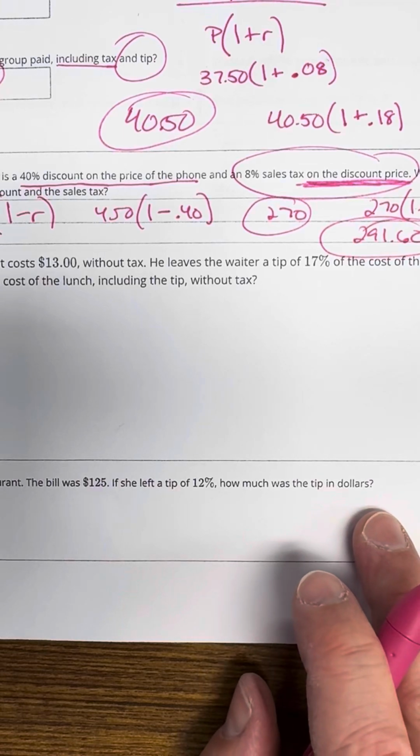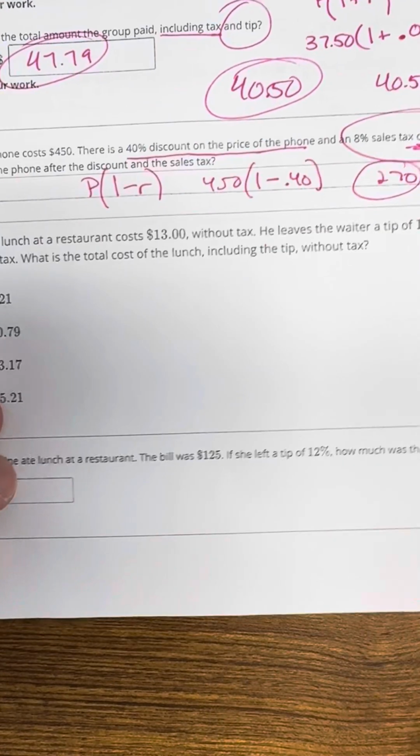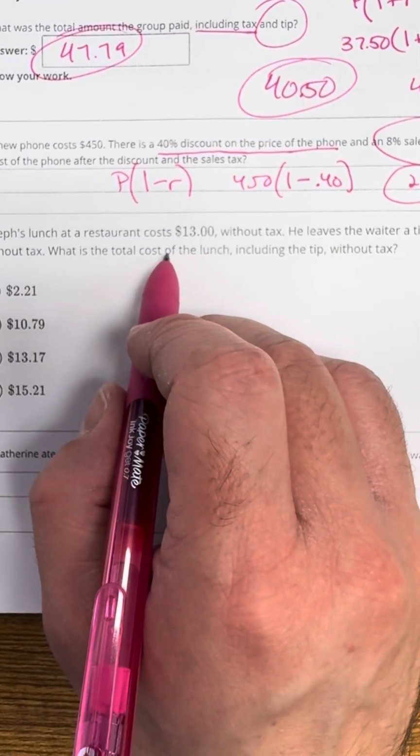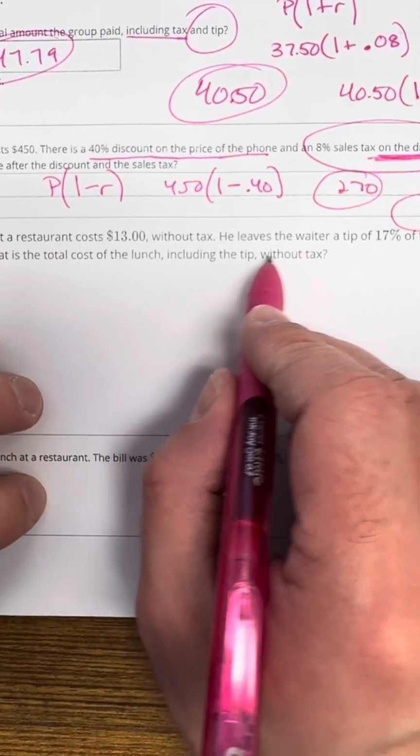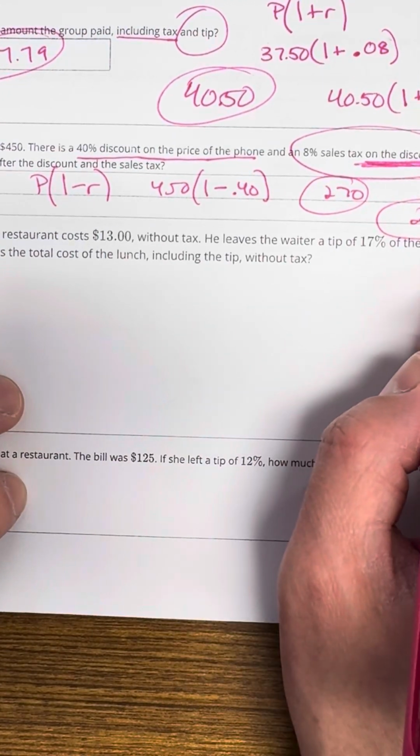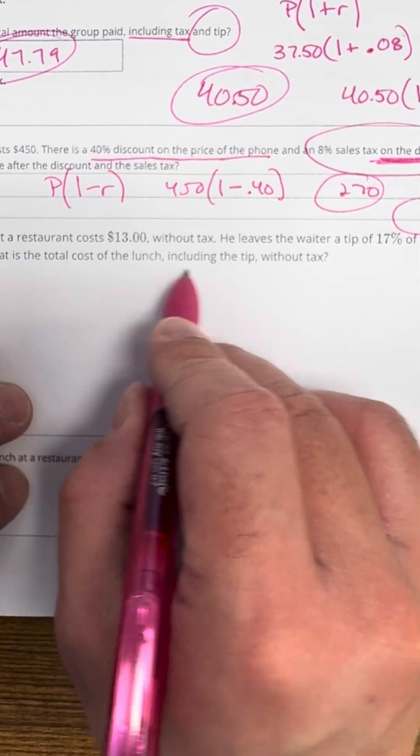Okay, I'm going to do one more and then we're going to go ahead and stop for a little bit. Joseph's lunch date at a restaurant costs $13 without tax. He leaves the waiter a tip of 17% of the cost of the lunch without tax. What is the total cost of the lunch, including tip, without tax?